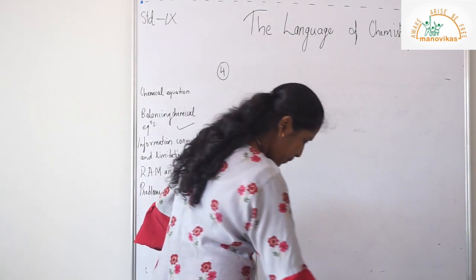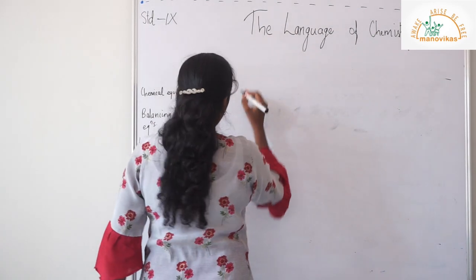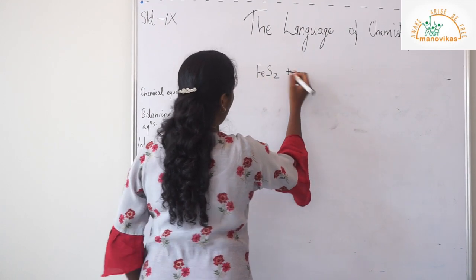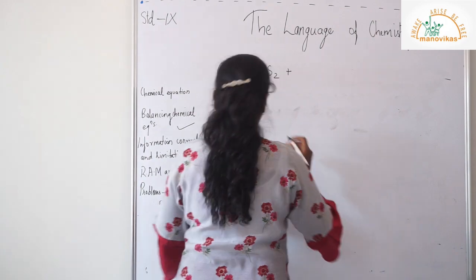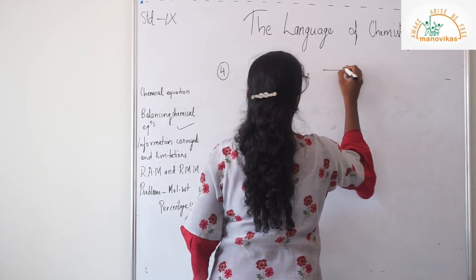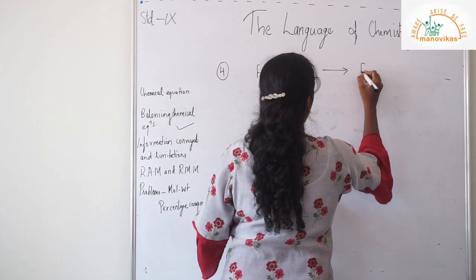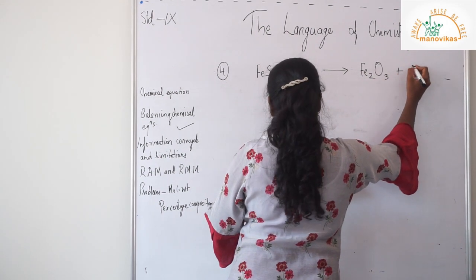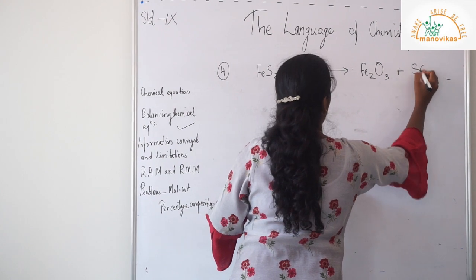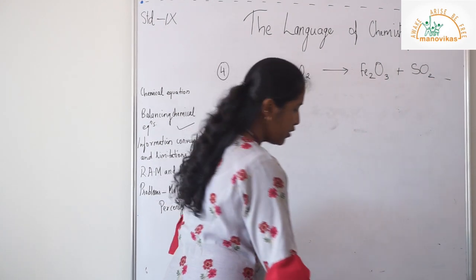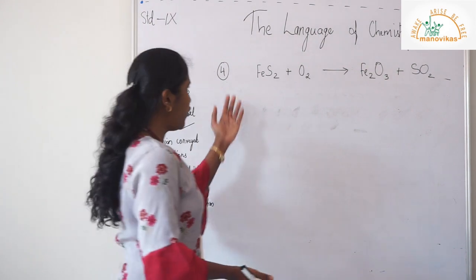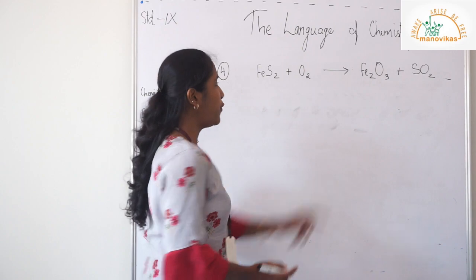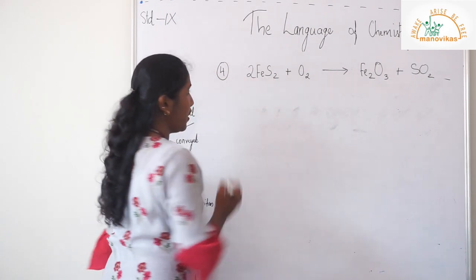Fourth one. You have FeS2 plus O2 gives Fe2O3 plus SO2. So now here, first we will try balancing with iron. So iron here is 1 and here you have 2. So I'll put 2 over here.